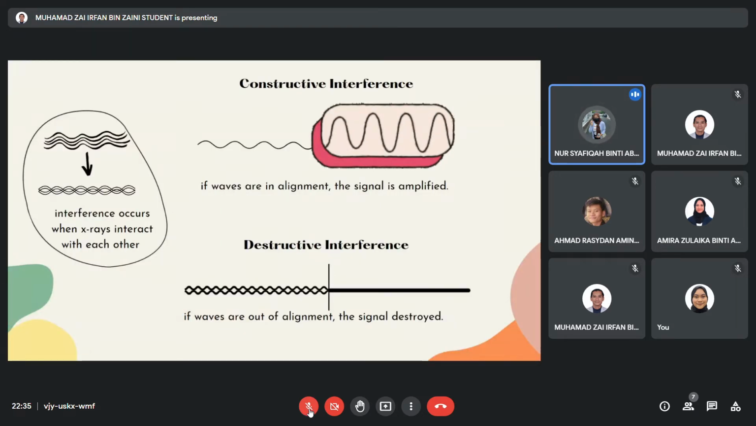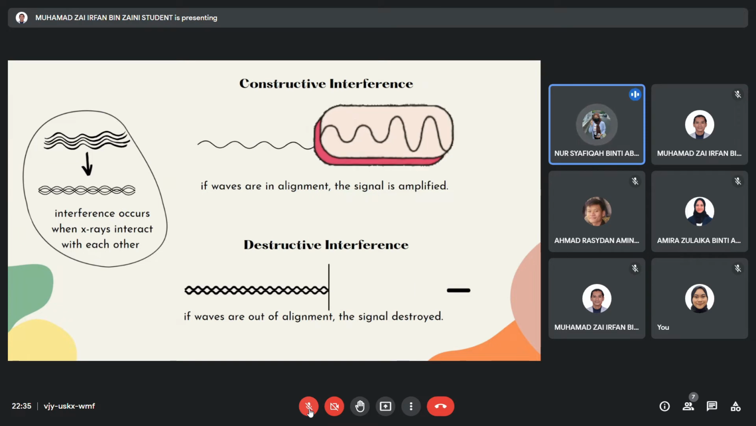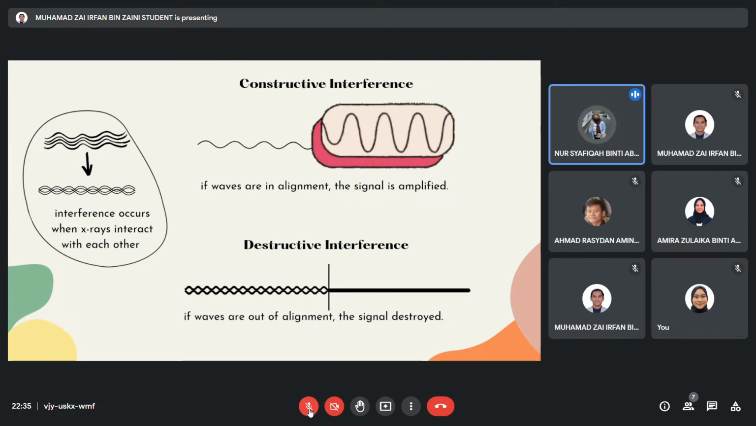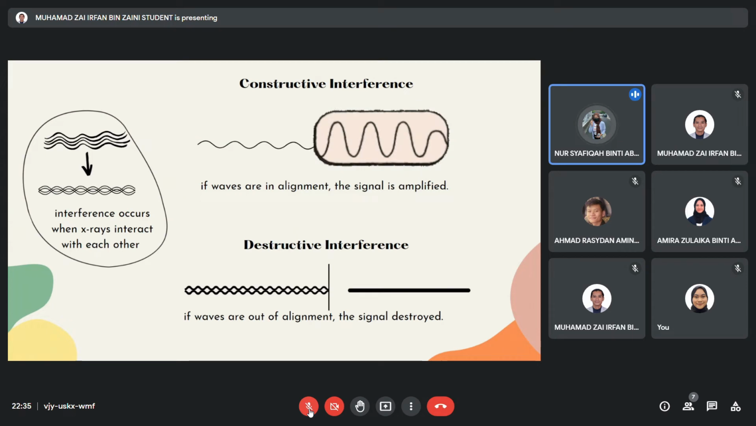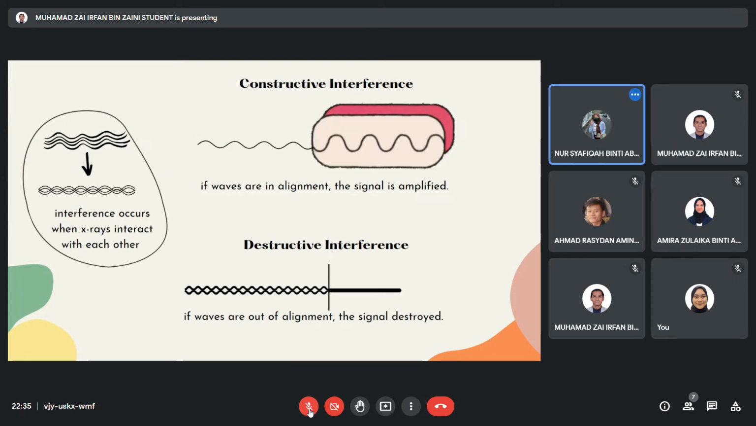Interference occurs when X-rays interact with each other. If waves are in alignment, the signal is amplified. This is called constructive interference. If waves are out of alignment, the signal is destroyed. This is called destructive interference.